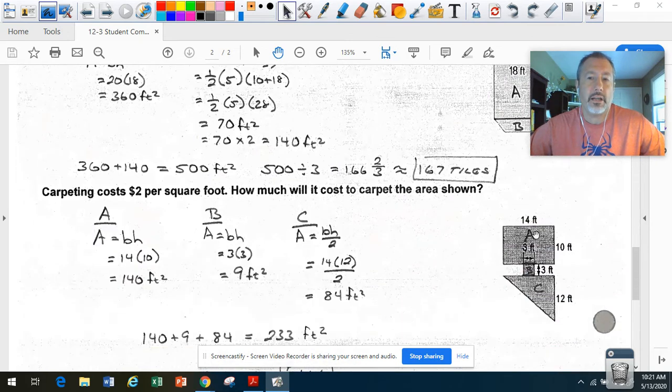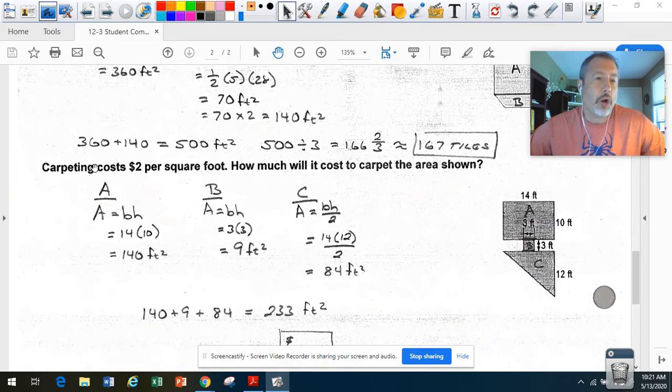Okay, let's look over here. A carpeting costs $2 per square foot. How much will it cost to carpet the area shown? Okay, so if you notice here, we have 3 different size shapes here. So let's start here with A. A, if we look here, we have a rectangle with a base of 14, height of 10. So area equals base times height. So 14 times 10 is 140 feet squared.